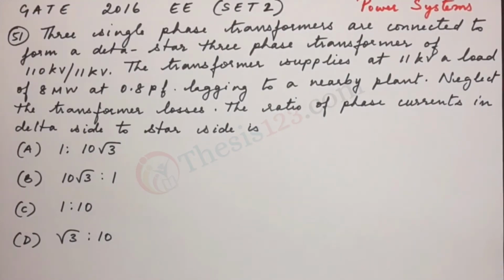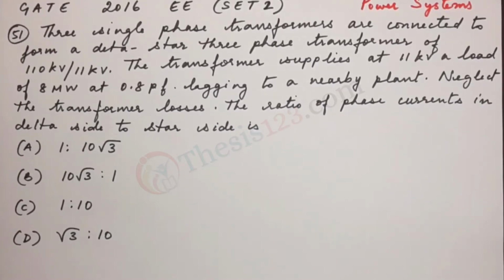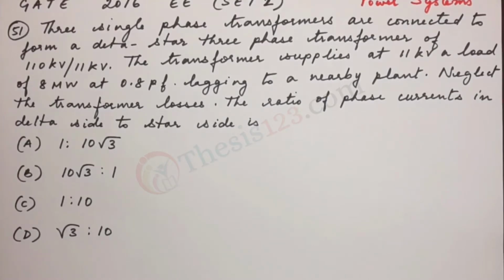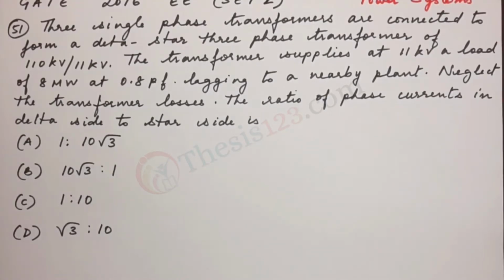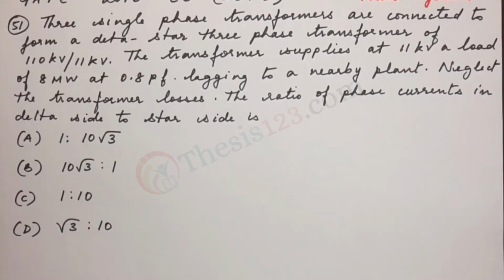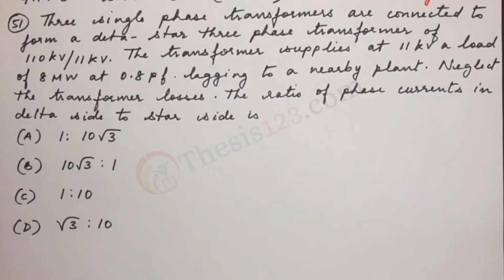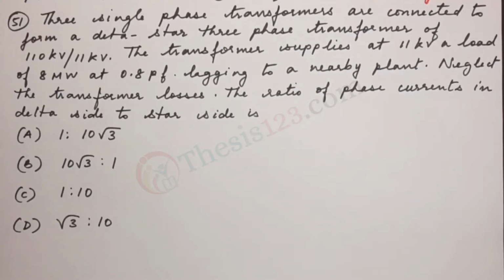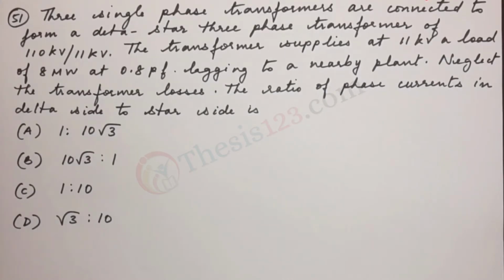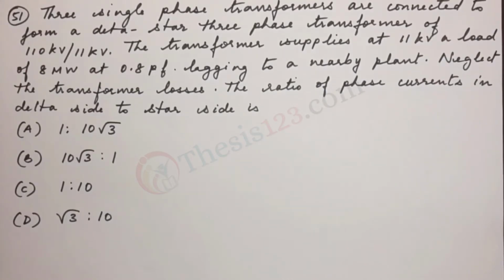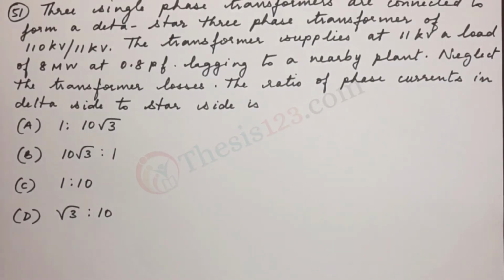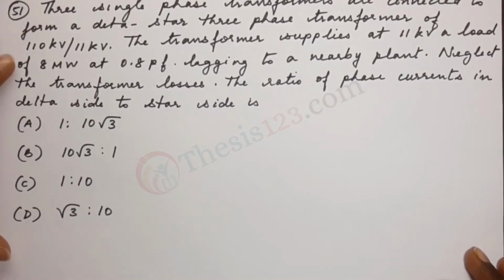Here's the next question, number 51. 3 single-phase transformers are connected to form a delta star 3-phase transformer of 110 kV by 11 kV. The transformer supplies at 11 kV a load of 8 megawatts at 0.8 power factor lagging to a nearby plant. Neglect the transformer losses. The ratio of phase currents in delta side to star side is, so we have our 4 options.